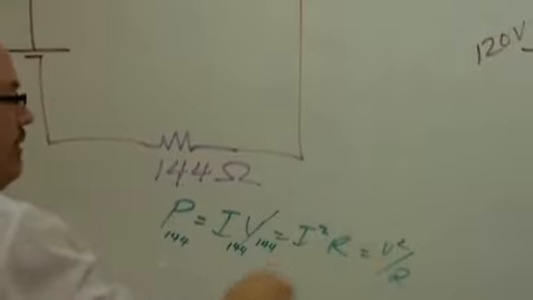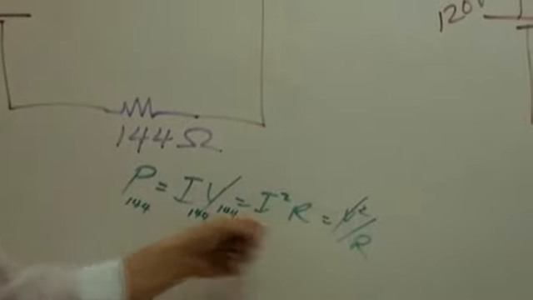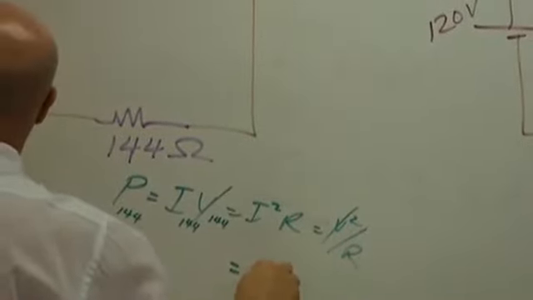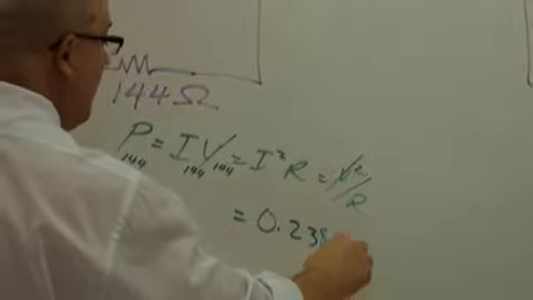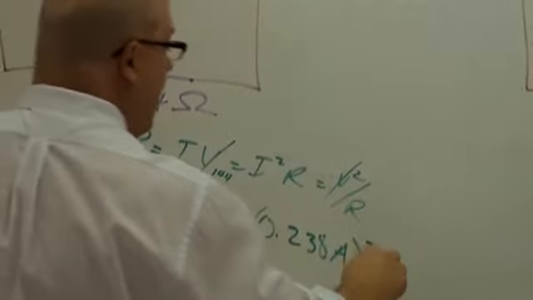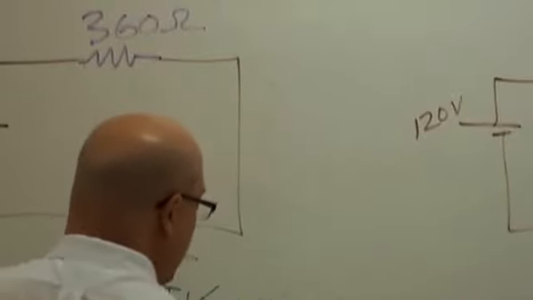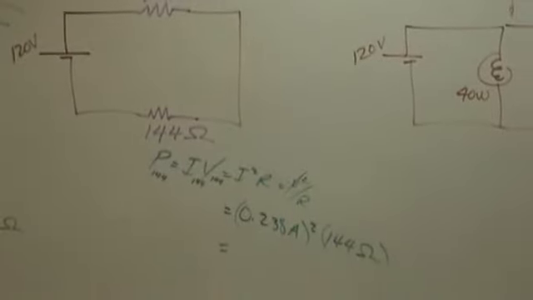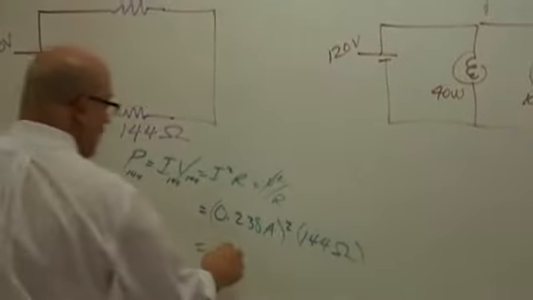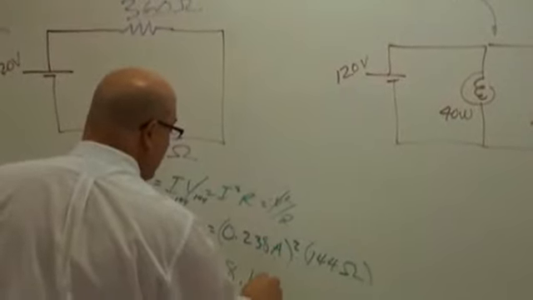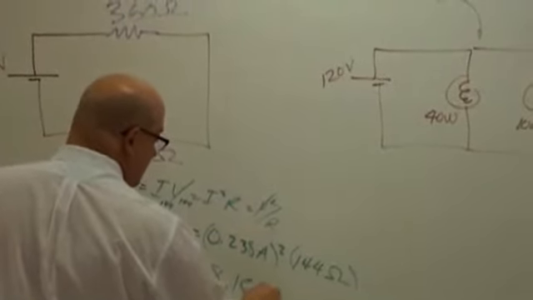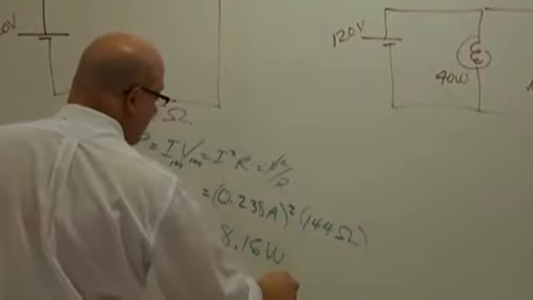Okay, so which of these do I know? I don't know the voltage. But I do know I squared R. I know that it's 0.238 amps squared times 144 ohms. So what's my power? 8.157. 8.16 watts.